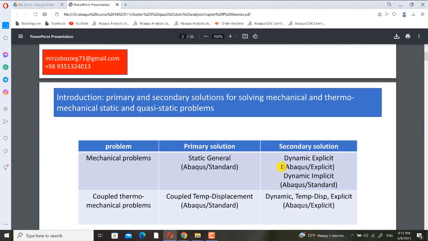Please notice that here I have set secondary solution.